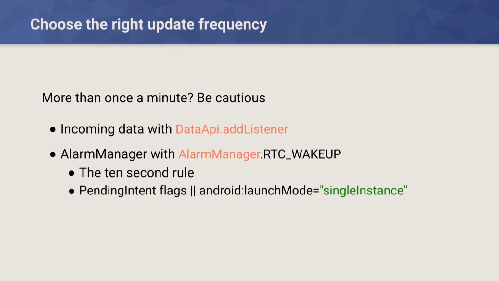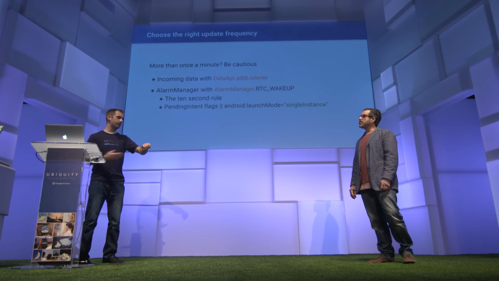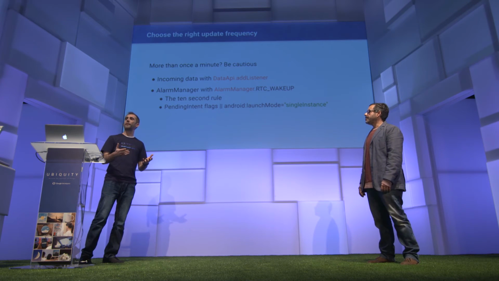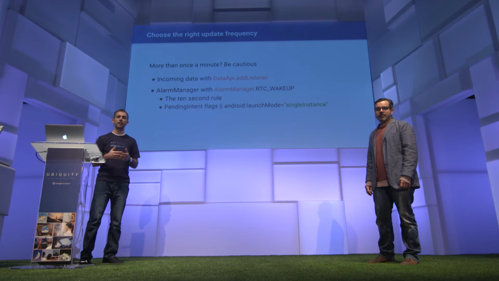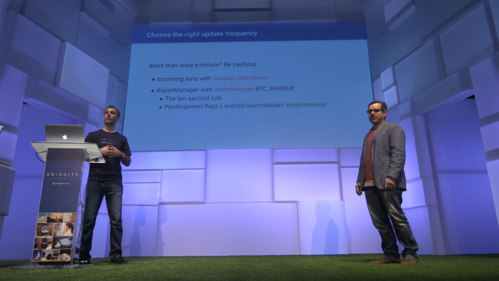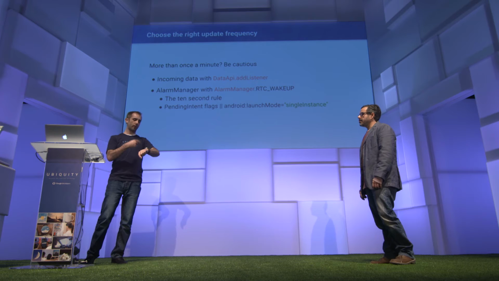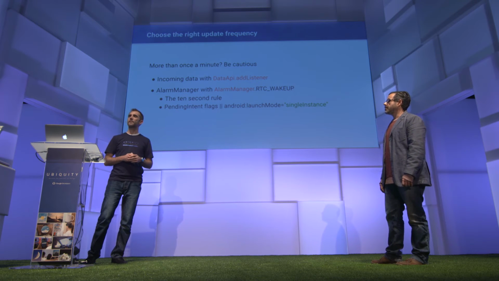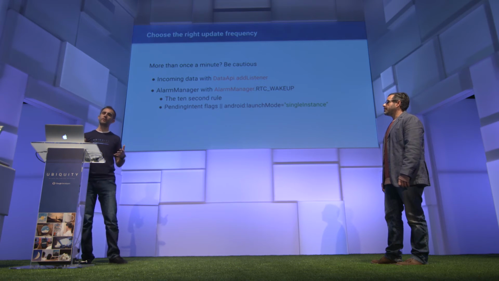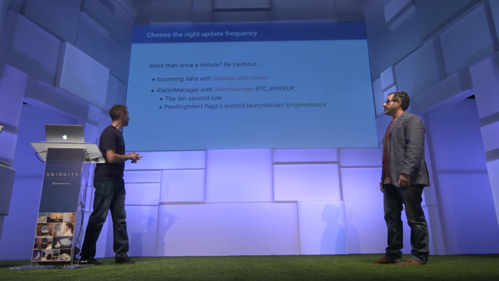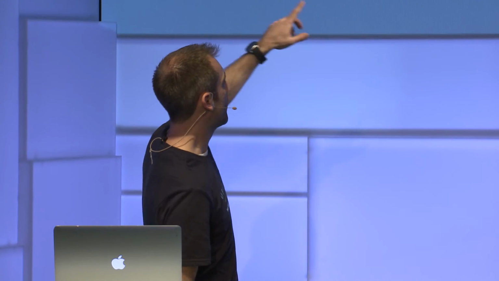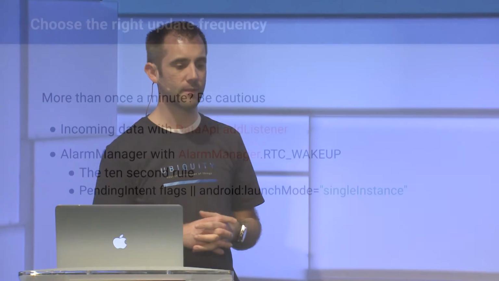So there are data layer connections between your phone and your watch. If a message comes into your watch, your app will be given the opportunity to handle that message. So the data API addListener calls will fire and you'll have the ability to refresh the screen if something interesting happens. But don't refresh the screen for no reason. Refresh it only on demand. And when you're using the alarm manager, we have something like the 10-second rule. Don't try to do it too often, but try to keep it to within something like 10 seconds.